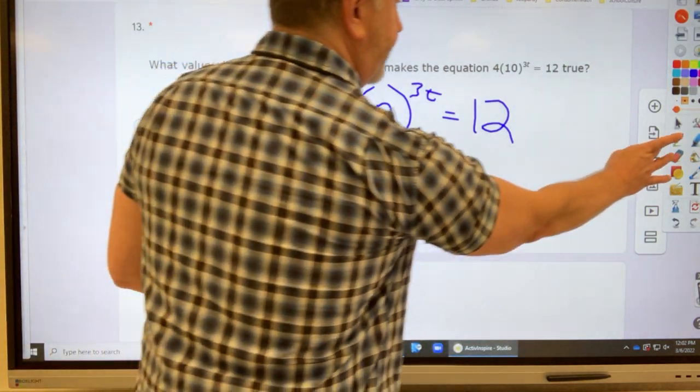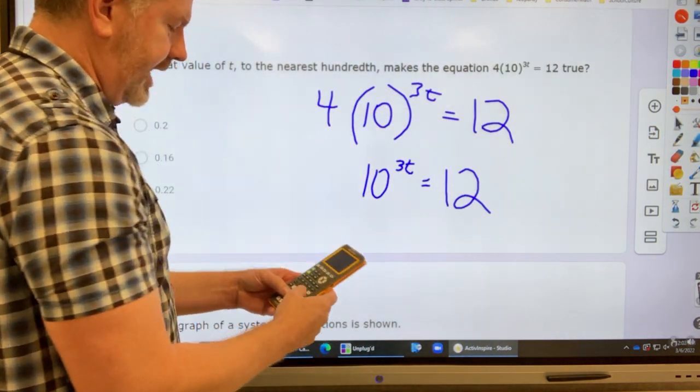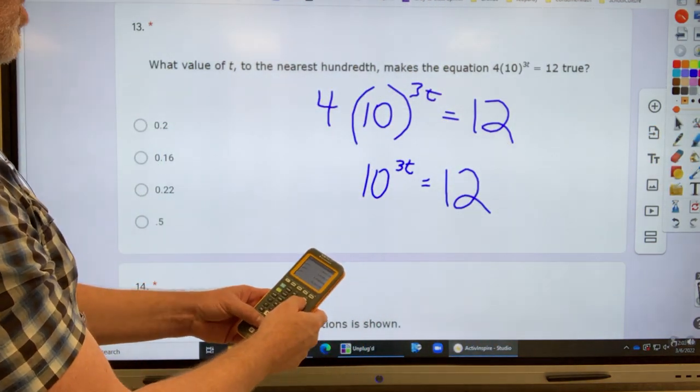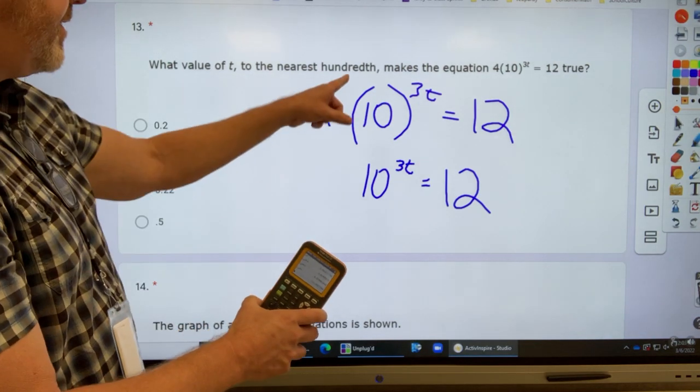All right, so that's 3. So I'm looking for the one that's 3. Fortunately, I already solved it to the nearest hundredth.